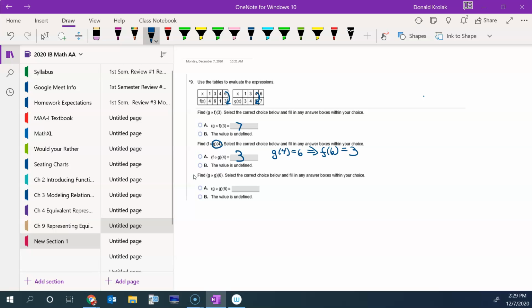Right? g of g of 6. So we start with g of 6, right? That gives us 7. Okay, and then that 7 is going to go back into g. And if you look here, there is no 7 as an input. So this is undefined.